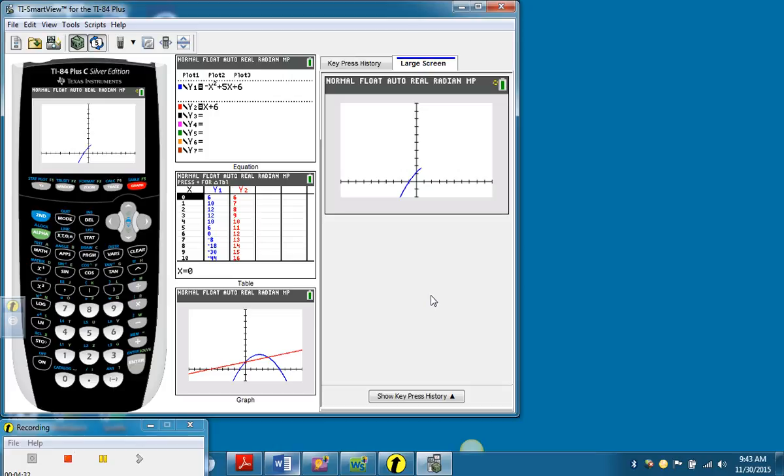Okay. Now, just like when we found x-intercepts, there are 2 of them in this case for us to find.